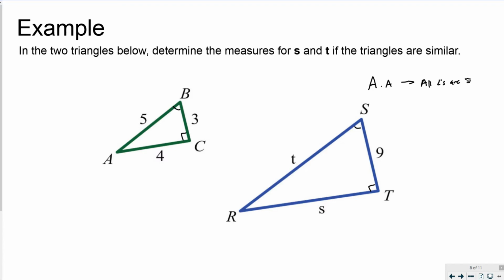Okay. And then I need to pair up the sides. So 5 and T look like they're the same. 3 and 9. And 4 and S. So it looks like since 3 and 9 are the only numbers that I have on both pairs, I'm going to use them as my anchor pair. So I'm going to write a proportion. So 9 over 3, since those are my anchor pair, must equal, let's do T first, 5 divided by T. So I'm going to cross multiply here, and I get 9T equals 45, or 15.